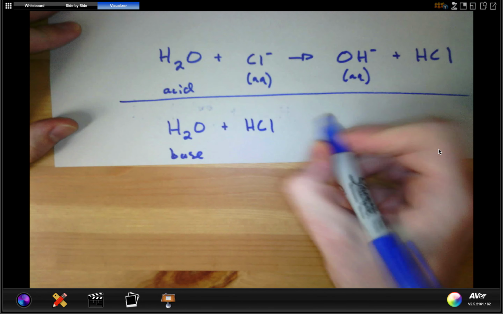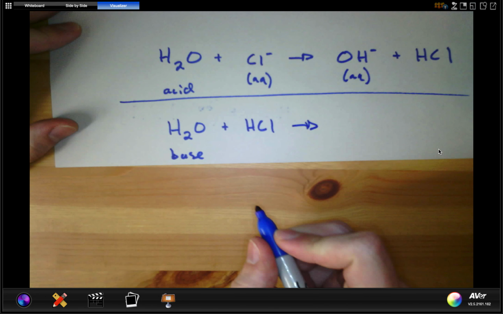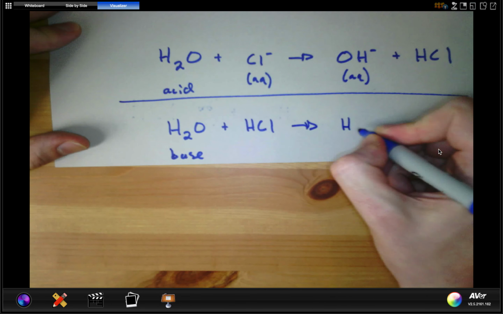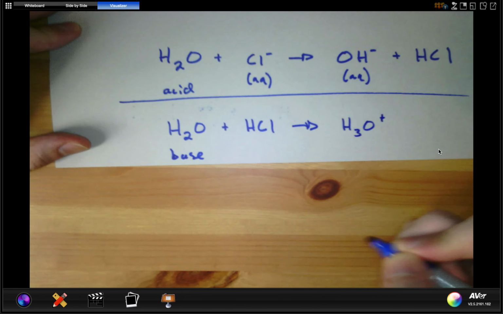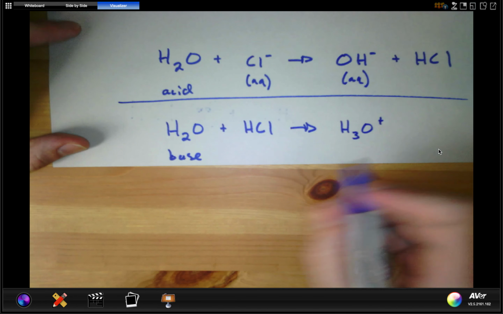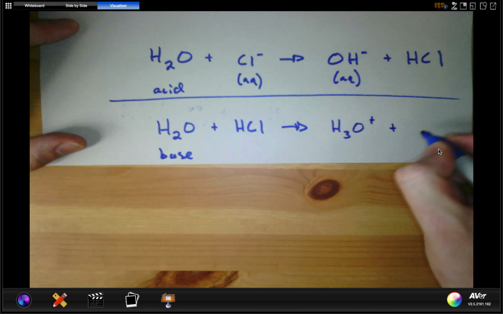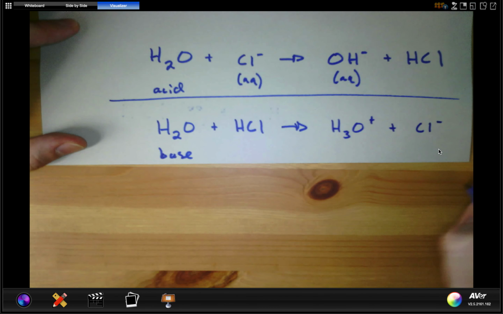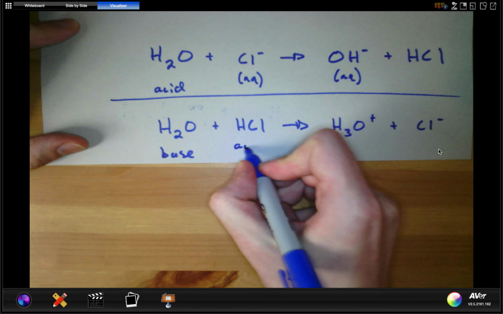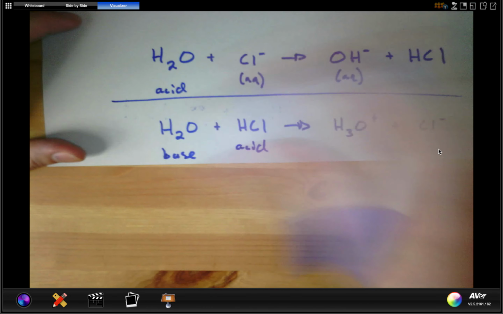Okay. So what's going to happen is, in this reaction, H2O is going to take that H and become H3O plus, right? Don't forget the plus because it's taking a hydrogen ion, not an atom. All right, and that's going to leave chlorine all by itself as a Cl minus ion. Okay, so that's a base, acid. This, we won't even look at that one.